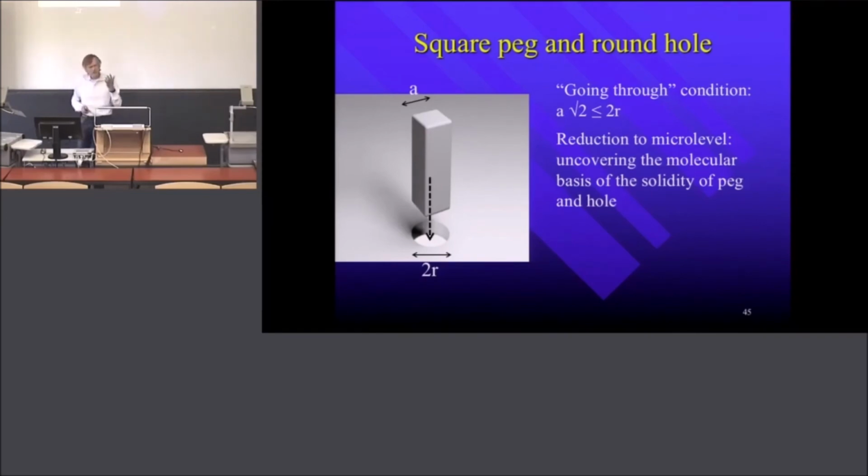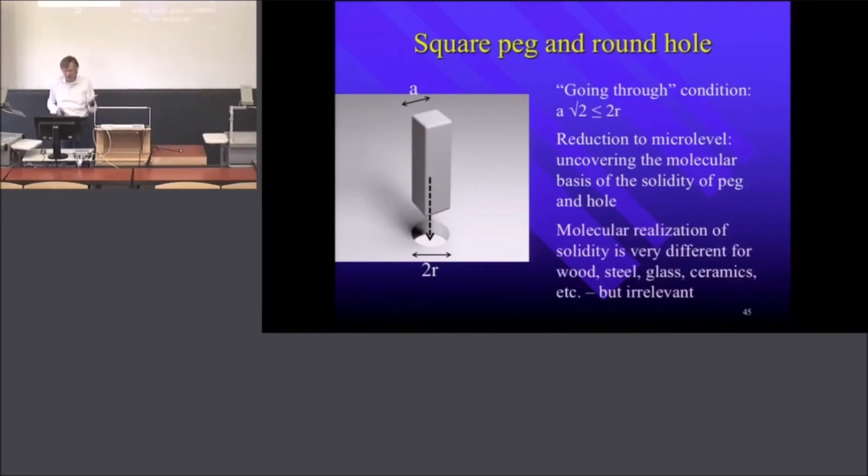Now, the point is, if you look at the solidity of macroscopic bodies, they are very differently realized. So the molecular realization of solidity is very different, for instance, for wood, for steel, for glass, for ceramics, and so on. There are worlds in between concerning physics. The difference between, for instance, glass and stone. I mean, glass is a liquid, right? And stones are not liquid. So, and ceramics is something different again, and wood is something different again. So there are many, many different ways how in molecular terms, solidity is realized.